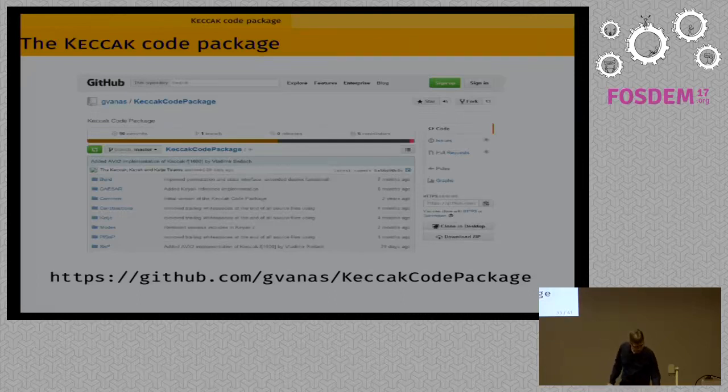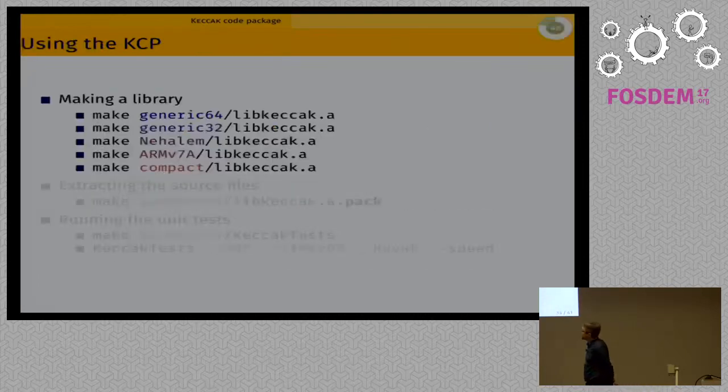So concretely, what can you do? First, the simplest way is to make a library. So you can just make libkeccak.a. And the prefix there, generic 64, 32, and so on, that's really the flavor of the implementation you wish to have. So generic 64 is simply a generically optimized implementation for 64-bit platforms. Generic 32, the same, but for 32-bit platforms. And then you can have some more specific sets of code for specific targets.